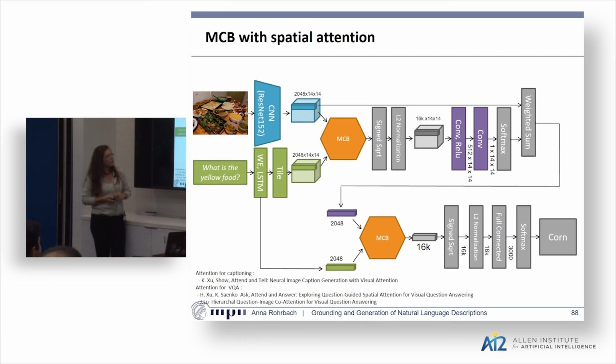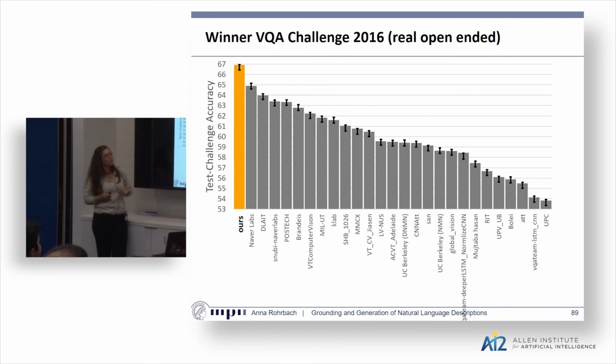So basically, the important thing we found is that using this MCB for attention prediction was helping us a lot in making the attention mechanism work. And this won the VQA challenge on the real open-ended task.